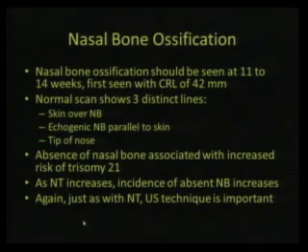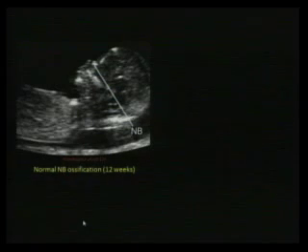Again, just as with nuchal thickness, ultrasound technique is very important. You got to be right where the nasal bone is to actually be able to even see this. So technique is very important. So this is basically what we're looking at. So here's the normal nasal bone ossification center. Here's the skin surface, and here's the tip of the nose. So there's our 3 lines right there.